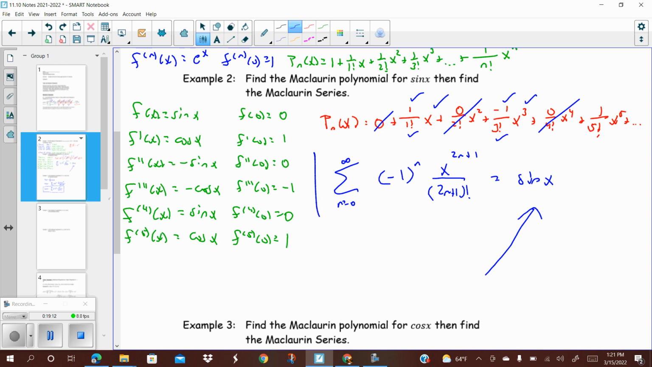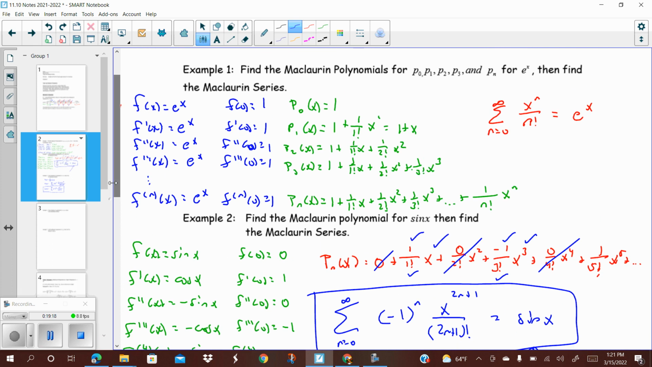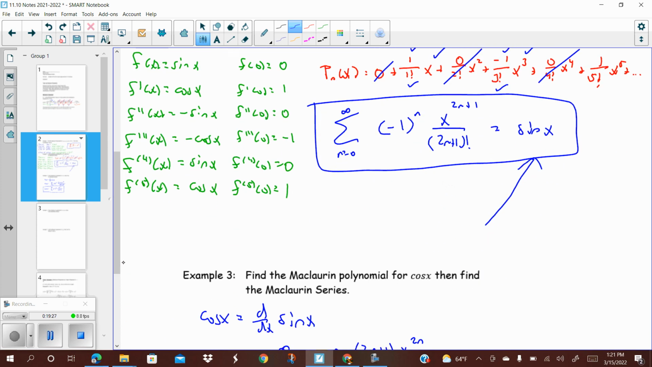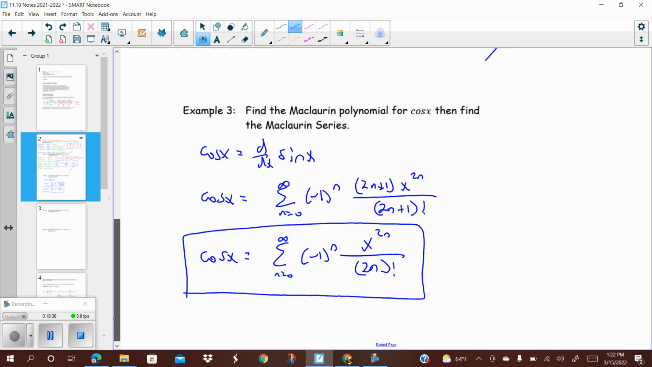Let's go ahead and box that in. So far what we have done just in these first couple pages here is we have created a polynomial representation for e to the x, which is x to the n over n factorial. A polynomial representation for sine of x, which is -1 to the n, x to the 2n plus 1 over 2n plus 1 factorial, and a polynomial representation for cosine of x, which is -1 to the n, x to the 2n over 2n factorial. So those last two are very similar to each other.